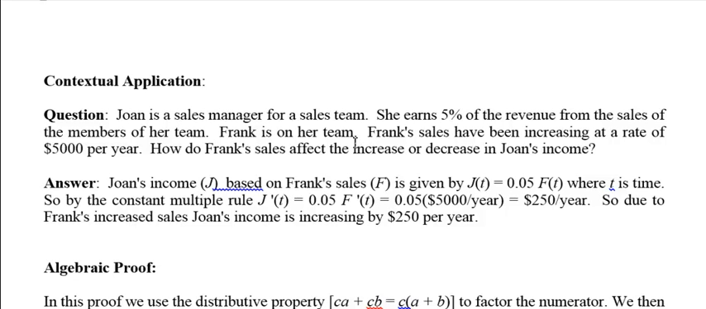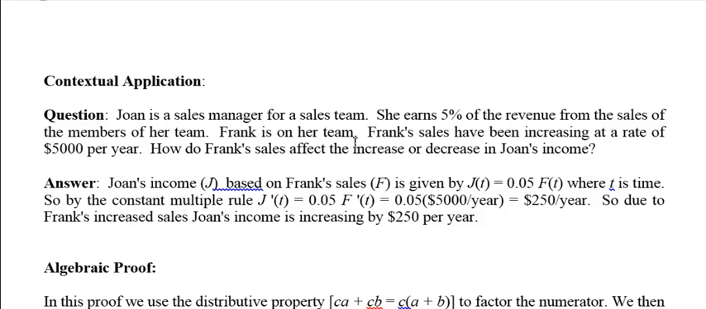So here's the question we want to look at. Joan is a sales manager for a sales team, and she earns 5% of the revenue from the sales of members on her team. Now, Frank is a salesman on her team, and Frank's sales have been increasing at a rate of $5,000 per year. How do Frank's sales affect the increase or decrease in Joan's income?